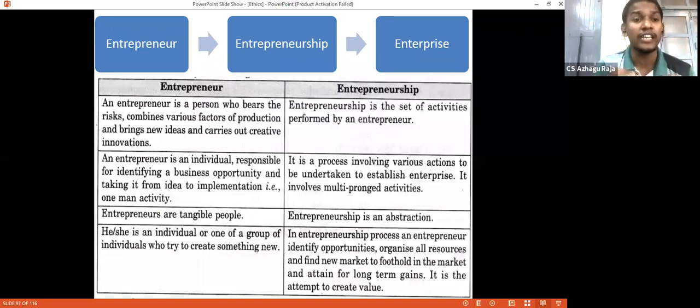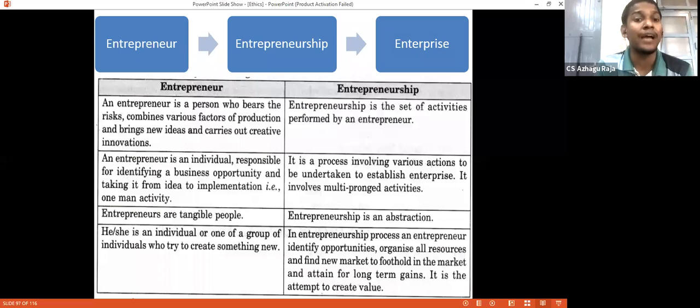Entrepreneur is a person, and entrepreneurship is a process, right? And then enterprise is a unit or entity which is created to process the entrepreneurship, that is, to process the activity by the entrepreneur. I hope everyone understands the difference between entrepreneur, entrepreneurship, and enterprise. Entrepreneur is a person, and entrepreneurship is an activity or a process done by the entrepreneur. Enterprise is an entity in which entrepreneurship is taken care of by the entrepreneur. So the basic difference is also seen here.